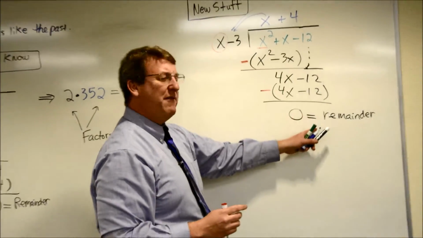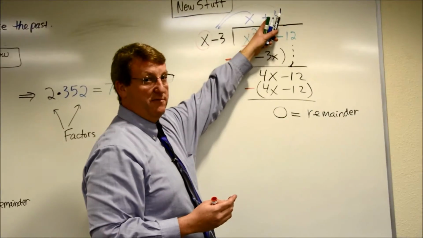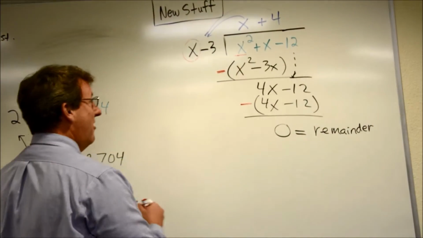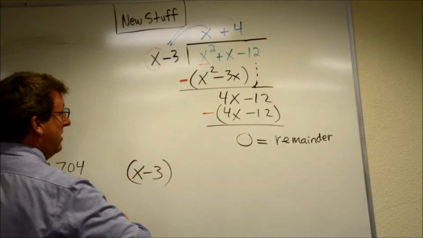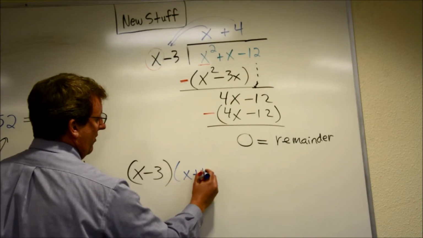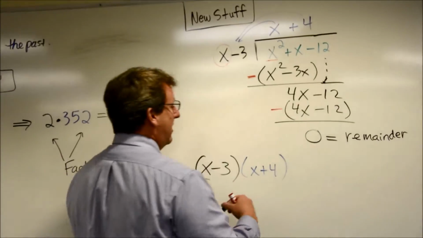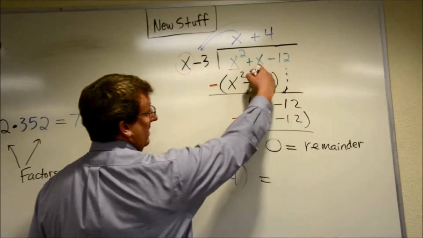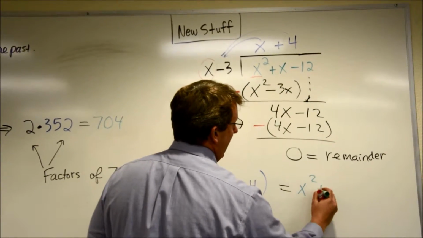So, if we have 0 remainder, what can we determine about x minus 3 and x plus 4? Ah, well done. You can say that x minus 3 times x plus 4, I also say black times blue, can equal money CeeLo green, which is x squared plus x minus 12.